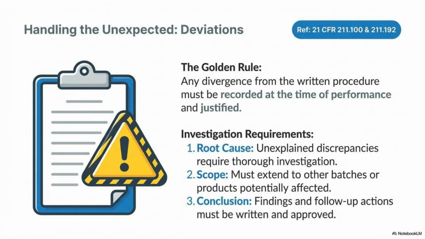Despite our best efforts, the unexpected happens. When it does, any divergence from written procedures must be recorded and justified at the time of performance. We look for the root cause of unexplained discrepancies and determine the scope. Could this issue affect other batches or products? Finally, the investigation's conclusion and follow-up actions must be documented and approved by the QCU.